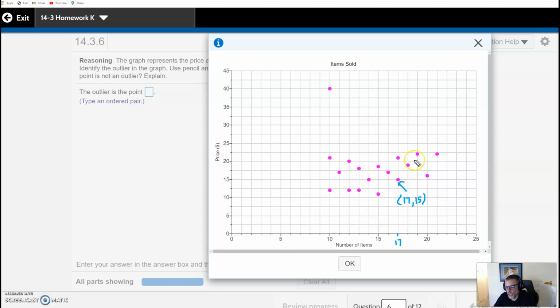All right. Well, you can very clearly see we have a cluster here, but we also have this one guy way off by himself over here. So all they ask you to do is to identify the outlier point. Type an ordered pair. All right, so we just need to know the coordinates of this point. So my x-coordinate, it looks like it is 10. And the y-coordinate is 40.